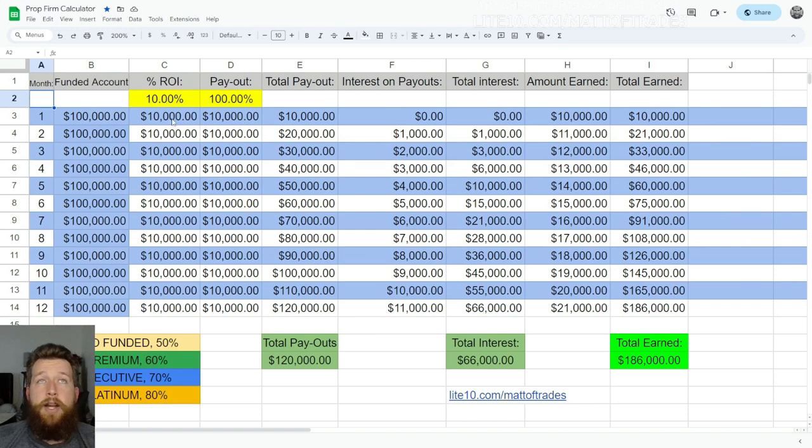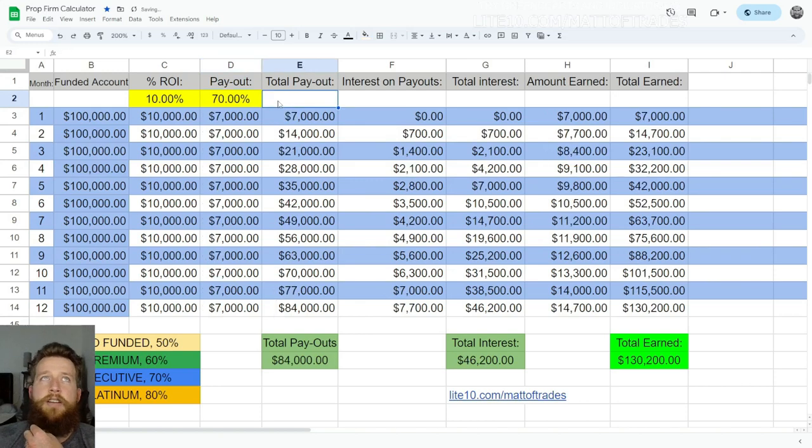tryouts. But if you are a good trader, and you are able to have successful or steady returns, like 10% a month, you could easily take advantage of a prop firm. Now, a prop firm is going to take a percentage of what you make. 70% seems to be pretty standard, and up to 90% in some cases.